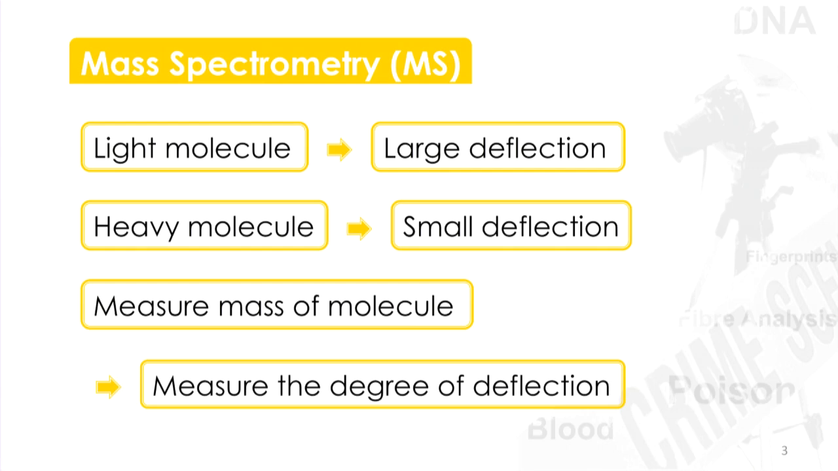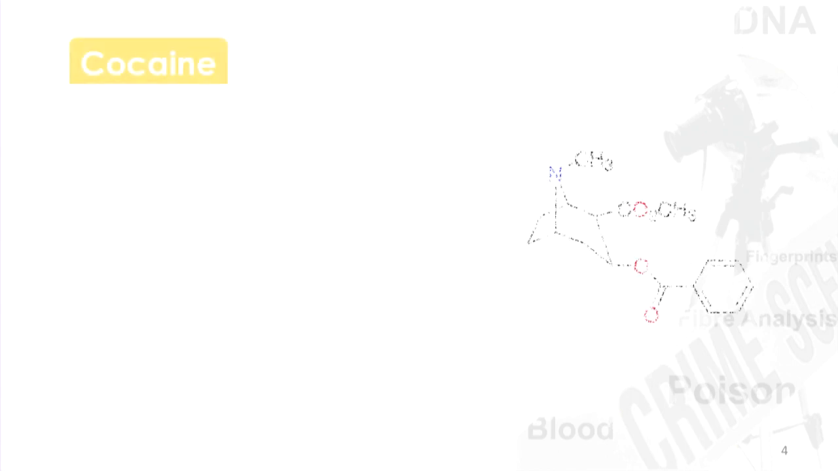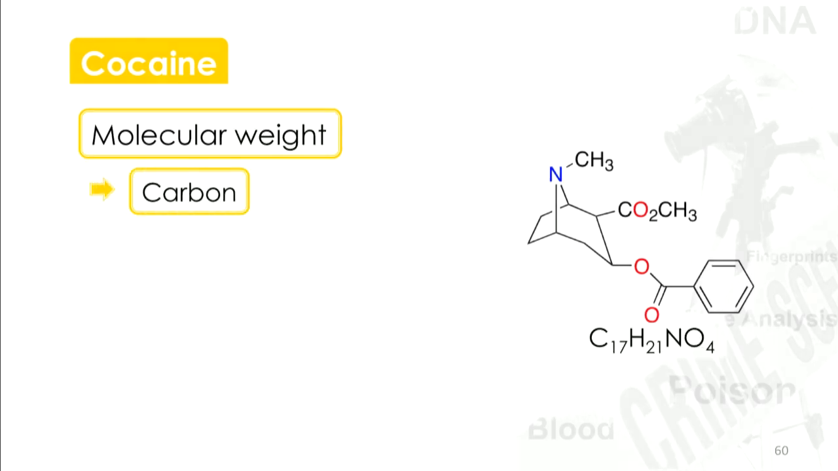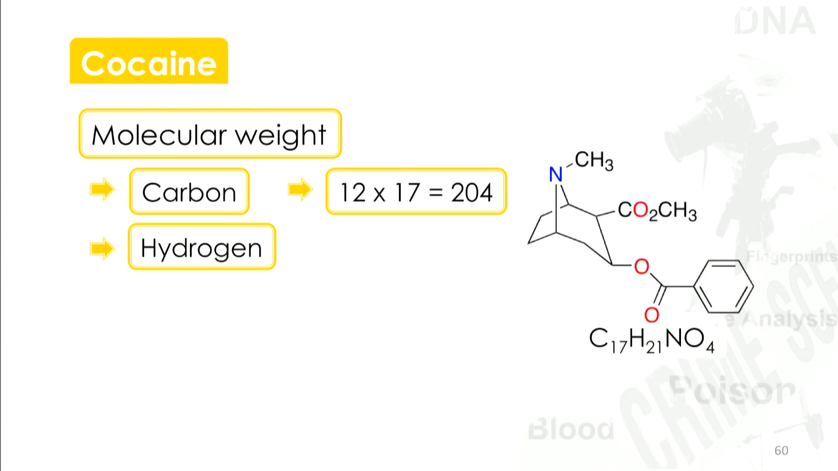How do we know what molecules weigh? Let's take an example of the molecule of cocaine, which is shown on the screen. Cocaine has the molecular formula of C17H21NO4. Now, each carbon atom has an atomic weight of 12. So carbon will contribute 204 to the molecular weight of cocaine. Each hydrogen atom has an atomic weight of 1. We have 21 hydrogens, so hydrogen will contribute 21 to the molecular weight.